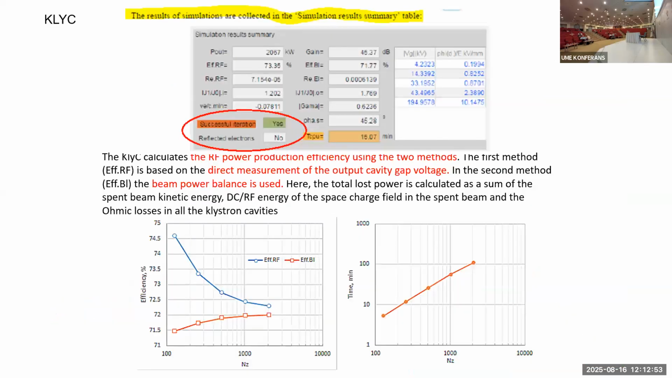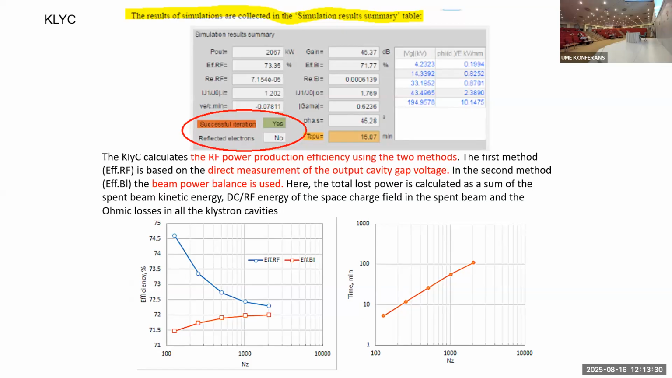One more page. Okay. After the completion of the simulation, at first we have to check the two boxes. One should be yes, the other should be no. Must be. If it's reversed, if it's no, go back to your design.